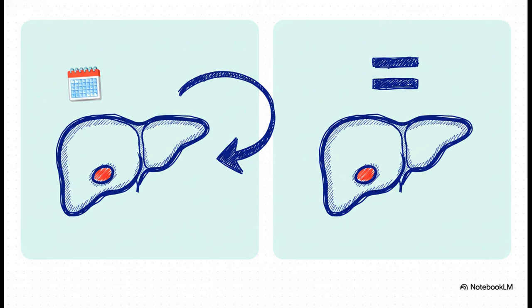So the report points out a lesion in the liver. But when you look at the size from 6 months ago and compare it to today, it's virtually identical. It hasn't grown. And in the world of metastatic cancer, no change is often considered pretty good news.